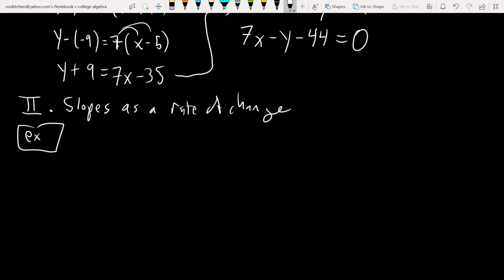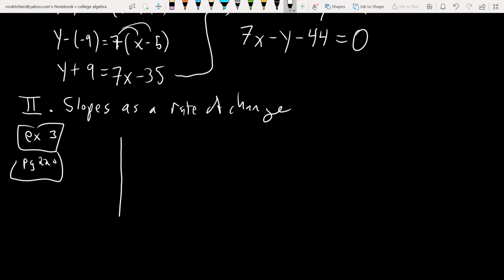Let's see where it is. Yeah, it's on page 220. If you're looking, example 3, page 220. So they give you a graph, and it's a line graph for the number of women and men living alone. They want you to find the slope for the women part of the graph and then interpret the slope.